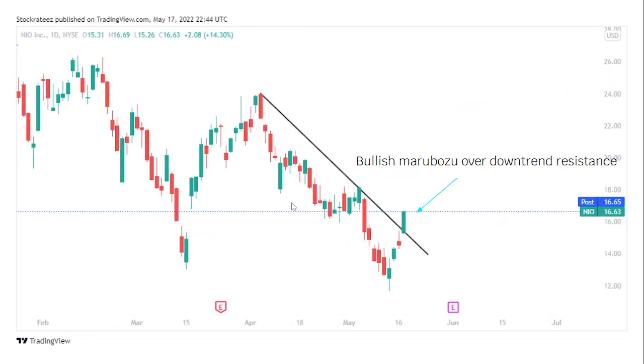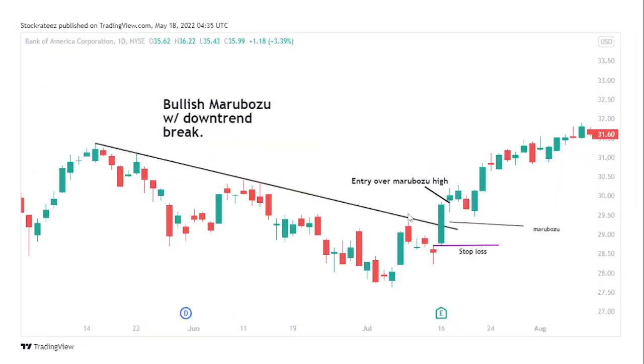So here we have a Marubozu over downtrend resistance. That could possibly be a buy signal. Now, how we play it is if the next candle goes above the high of this Marubozu, we can look to go long. And we're going to put our stop loss underneath the low of the Marubozu.